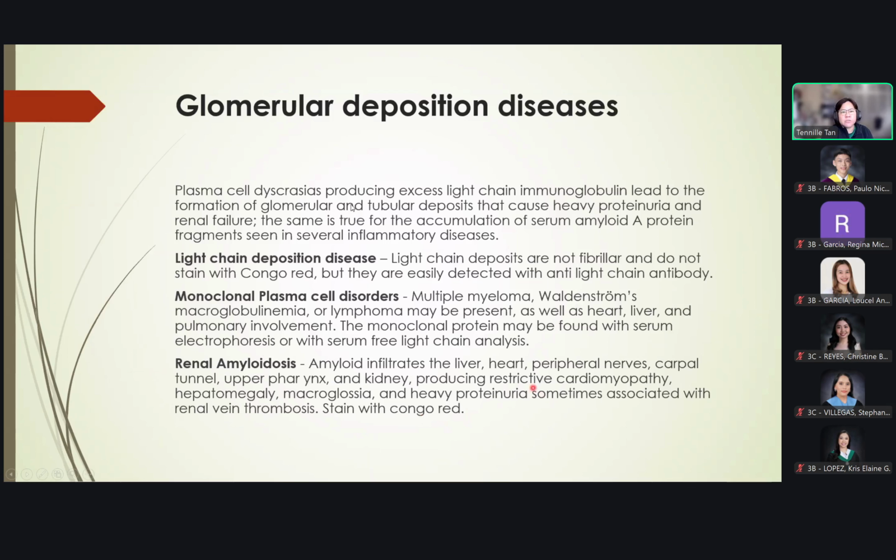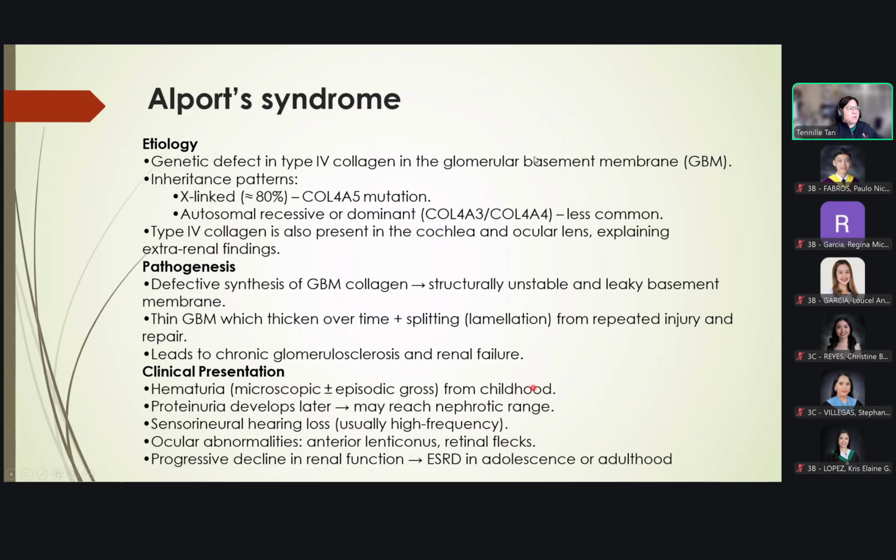And then we're moving on to your Alport syndrome. Alport syndrome is a genetic defect in your type 4 collagen in your GBM. The inheritance pattern is often X-linked in 80% of cases, with the COL4A5 mutation. It's autosomal recessive or dominant with COL4A3 and COL4A4, which is less common.